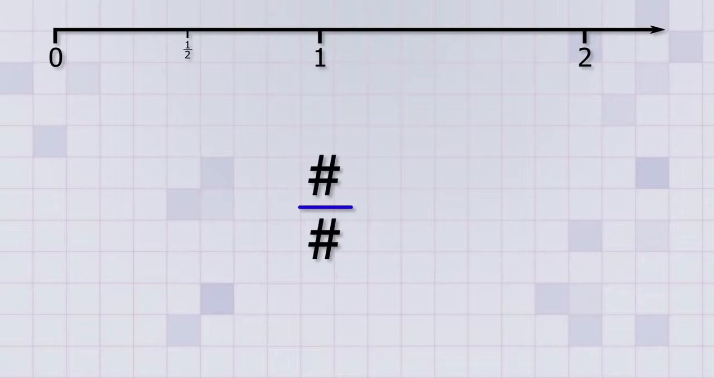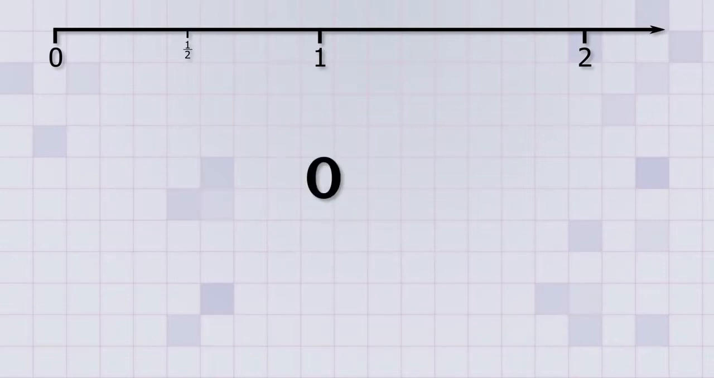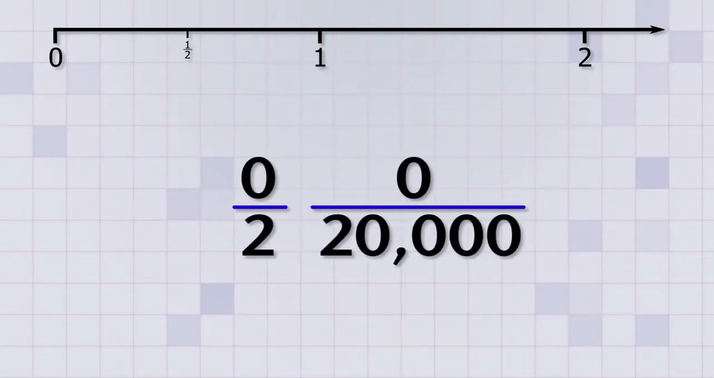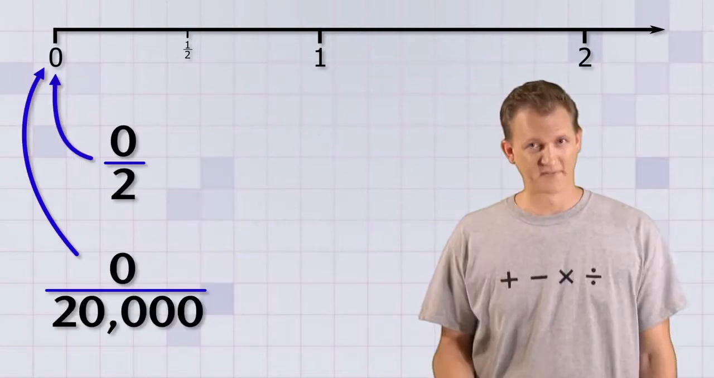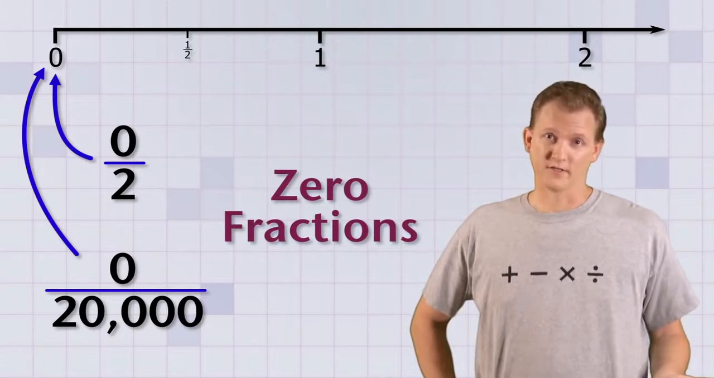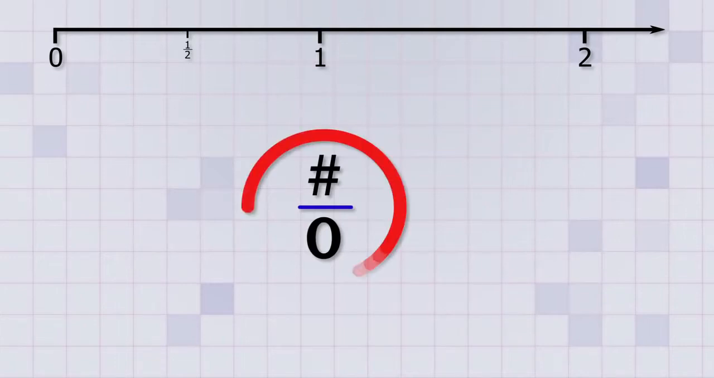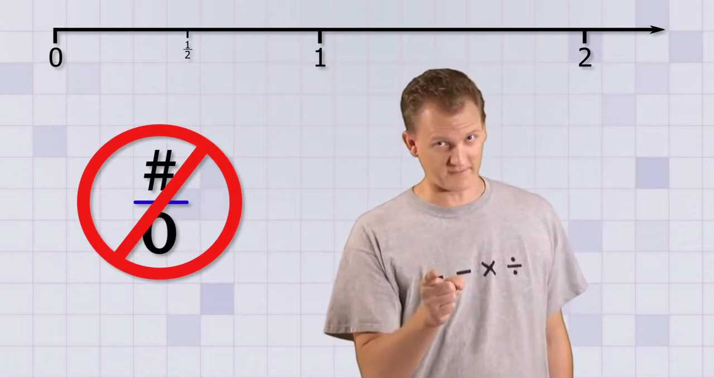The first rule is, if the top number of a fraction is 0, then the value of the fraction is always 0, no matter what the bottom number is. For example, 0 over 2 and 0 over 20,000 are both just 0. I like to call these fractions zero fractions, because they equal 0. Oh, and by the way, you can never have 0 as the bottom number of a fraction because you can't divide something into 0 parts, so don't even try it.